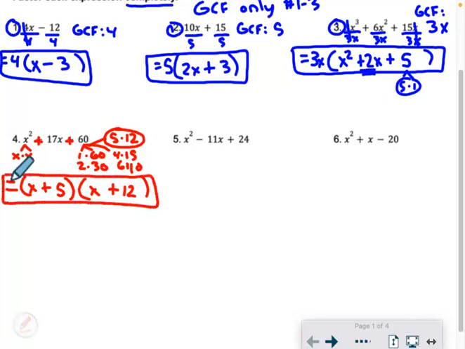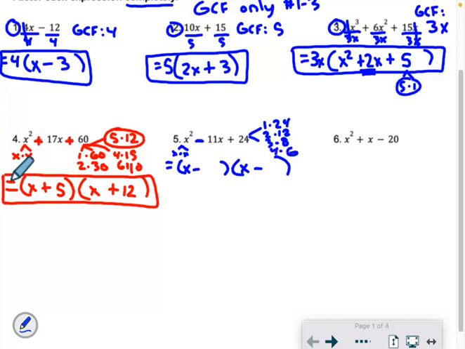Okay, next one, when only the middle term is negative, then we look at this as being a minus-minus problem. We still have x times x as our only choice right there. But 24, we can do 1 times 24, we can do 2 times 12, we can do 3 times 8, or we can do 4 times 6.